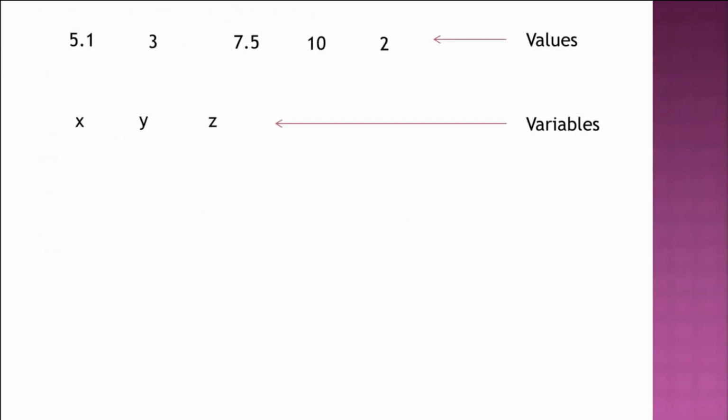You can see different values on the screen, that is 5.13, 7.5, 10, 2. These are just random values. And variables, these are x, y, and z. So for a simple C++ program, you can print these values on the screen, or you can print these variables' values on the screen.